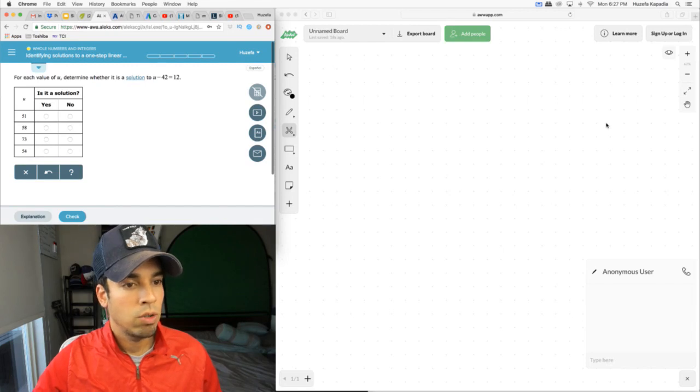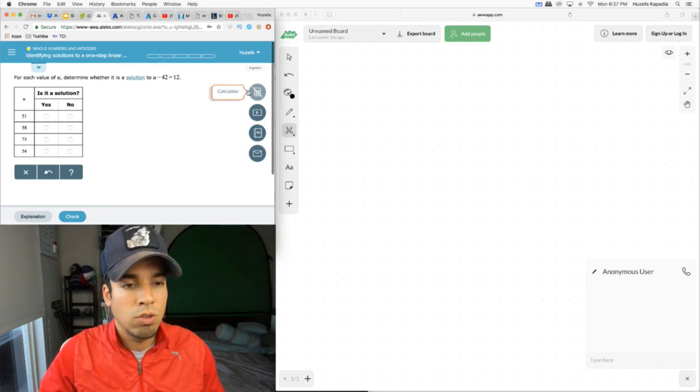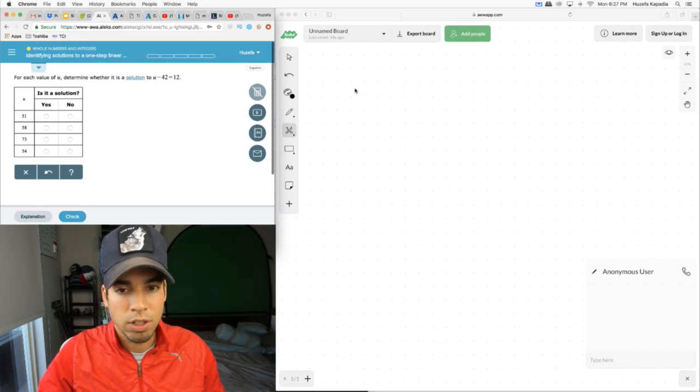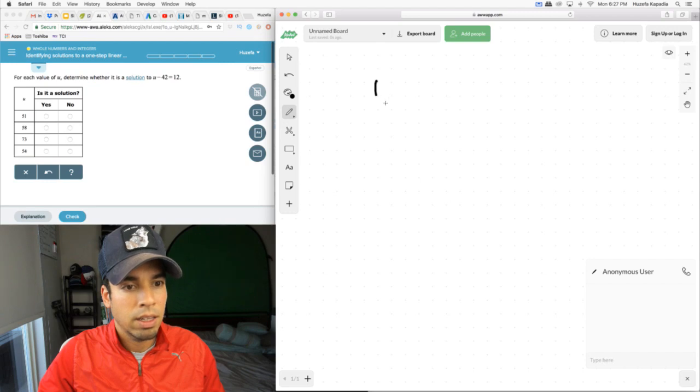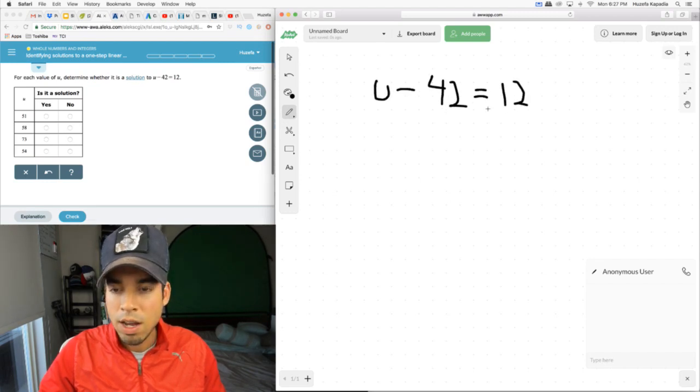For each value of u, determine whether it is a solution to u minus 42 equals 12. Okay. So first of all, this has a singular solution. And before I fill out anything, I'm going to show you what I mean. u minus 42 equals 12. I can actually solve for this equation.